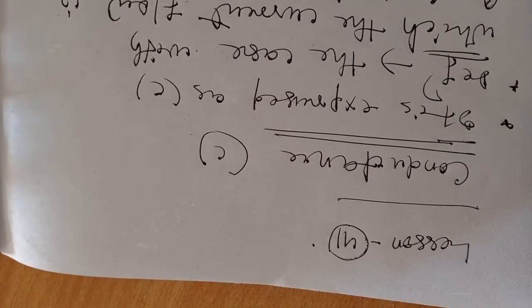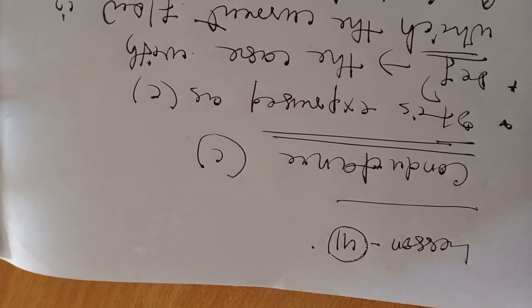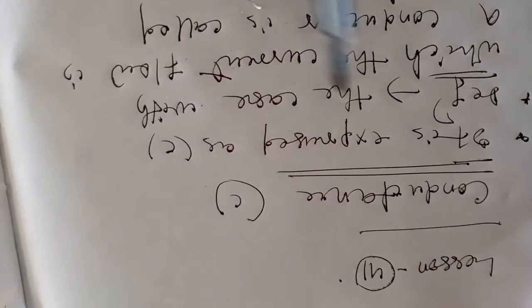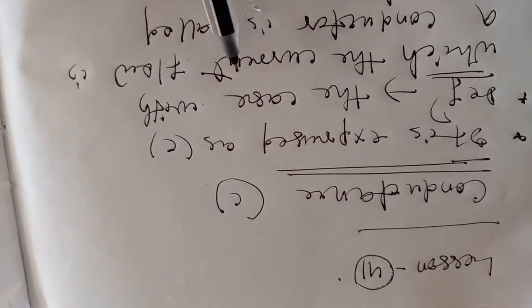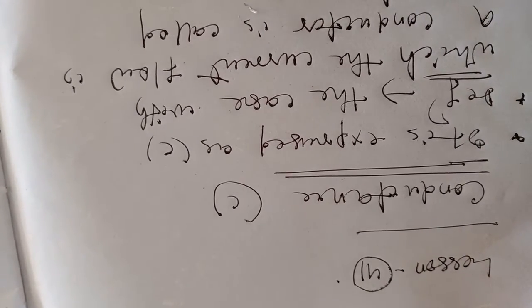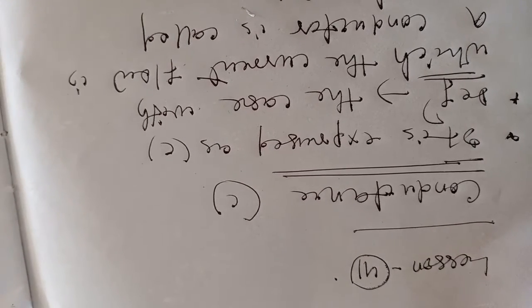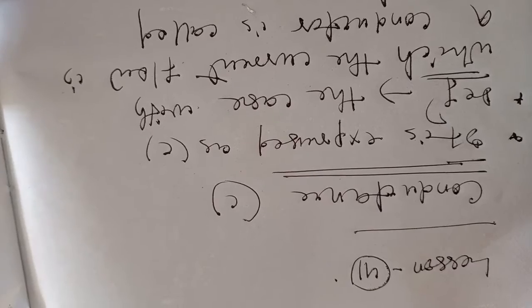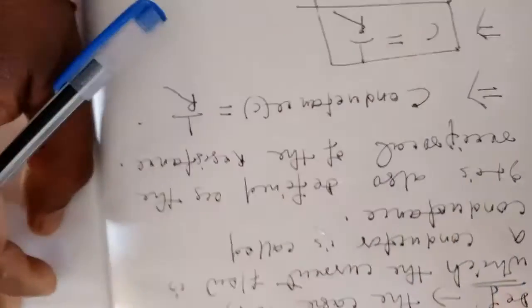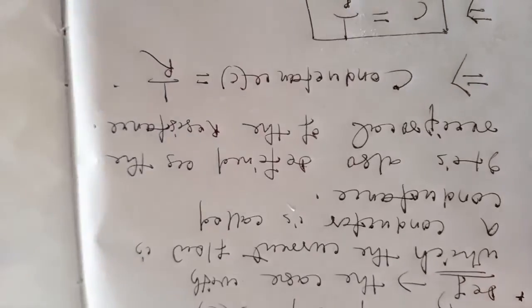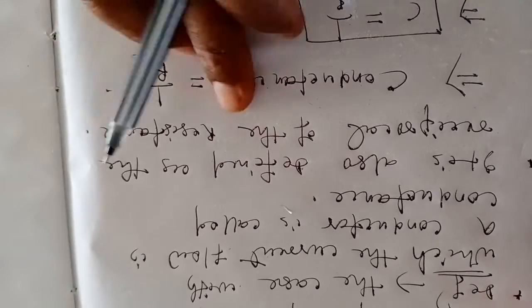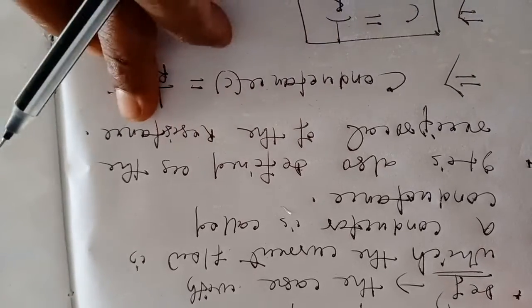So today we will learn about conductance. The conductance is expressed as C. The definition: the ease with which current flows in a conductor is called conductance. It is also defined as the reciprocal of the resistance.